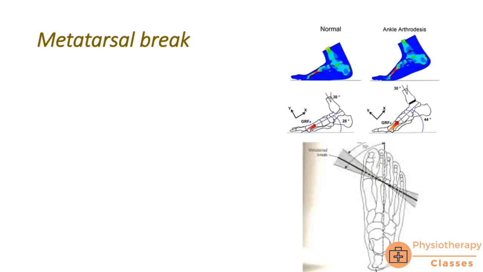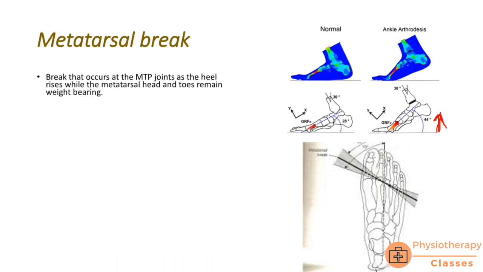So what is the metatarsal break? You can see in the second picture, for the heel to be raised, the metatarsophalangeal joint should go for extension. And when it is extended enough, it will create a break so that the heel is raised comfortably without the foot being slipped. This is called the metatarsal break. It is a break that occurs at the metatarsophalangeal joint as the heel raises, while the metatarsal head and toe remain weight bearing. During this, the metatarsophalangeal joint has to extend, which occurs around the oblique axis.